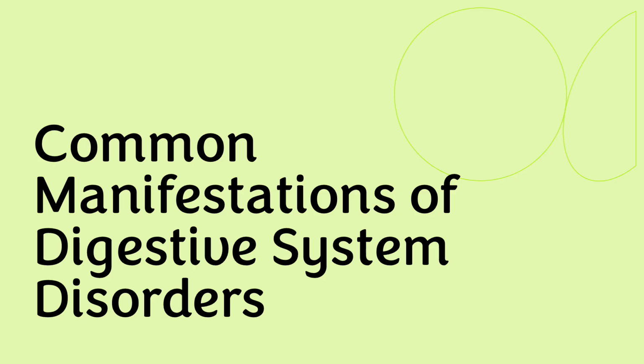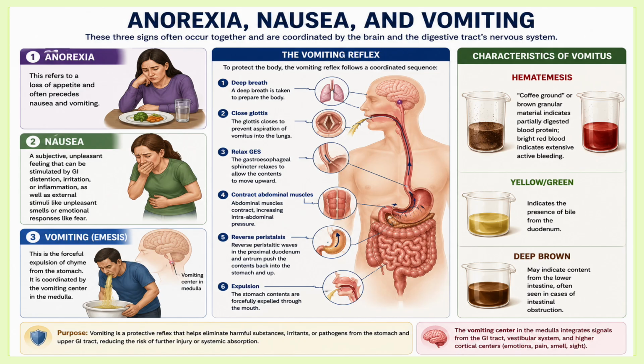Very complex, intricate process. So let's start with anorexia, nausea, and vomiting. When we look at digestive system disorders, three signs frequently appear together: anorexia, nausea, vomiting. These aren't just local stomach issues, right? These are very complex responses, and they're coordinated by a sophisticated interplay between the brain and the digestive tract's nervous system, the ENS. Remember the chemical messengers, the nervous system, so that's why sometimes it's called a neurological problem, like the vomiting, dysphagia, things like that.